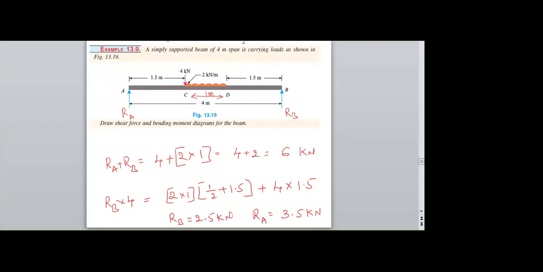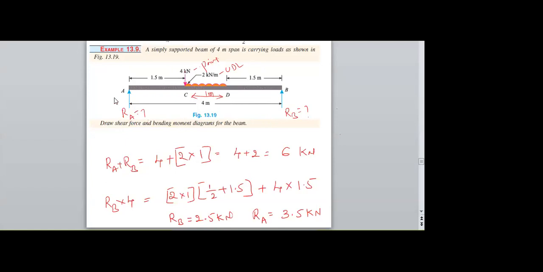So simply supported means reactions at the ends need to be found. So at A and at B, we will need to find out the reactions and the loads. Here a UDL and a point load, both are acting on my beam. So how to consider this?